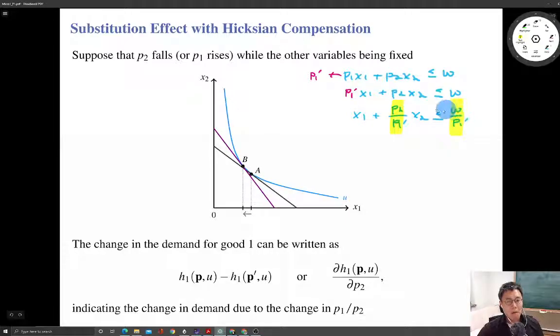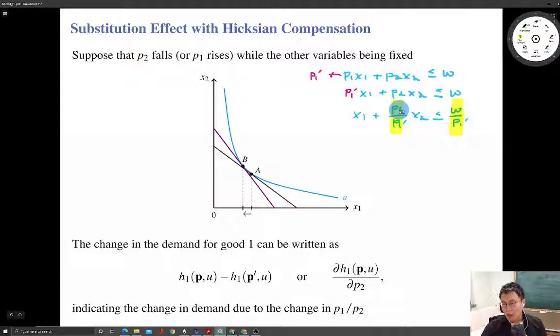So two things change, but the substitution effect isolates the effect on the demand for each commodity. So the change in the demand for each commodity due to a change in the relative price only. Meaning that we maintain the purchasing power fixed, and isolate the change in demand for each commodity due to the change in this relative price.